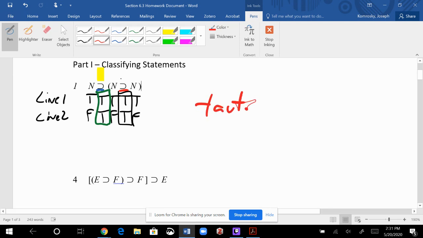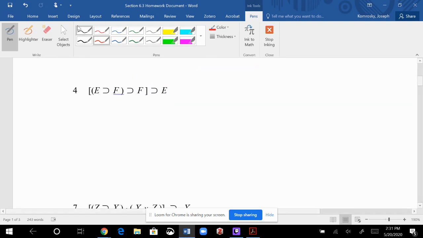Taut for short. Okay, so there you go. First one. Again, write the second one. How many propositions are there? Two. How many lines in the truth table? Four. What's the main operator? What is the main operator in this bad boy?